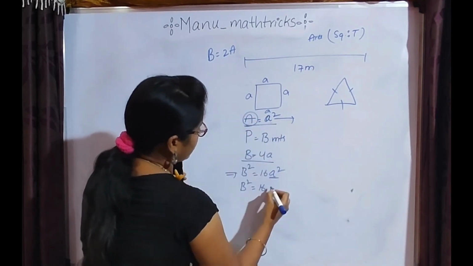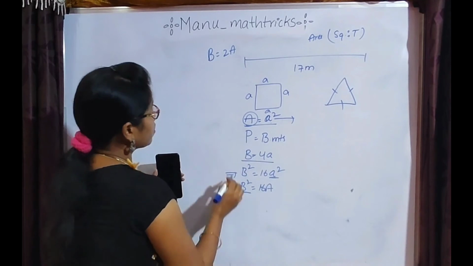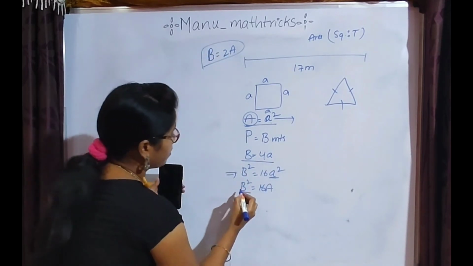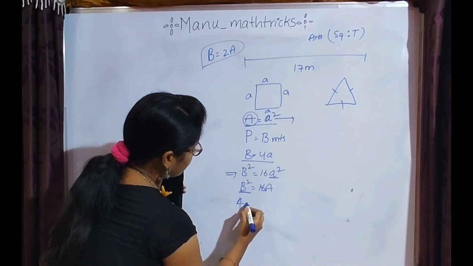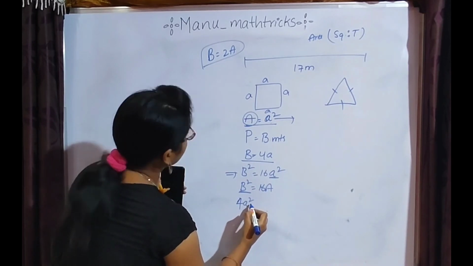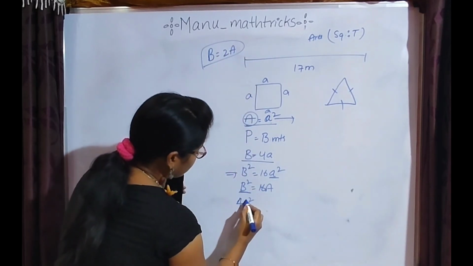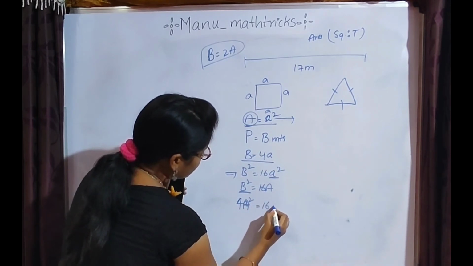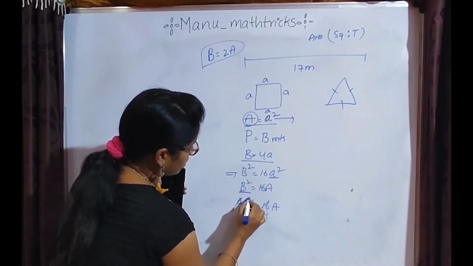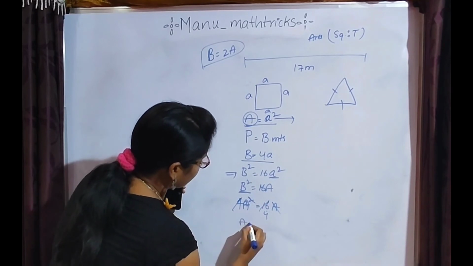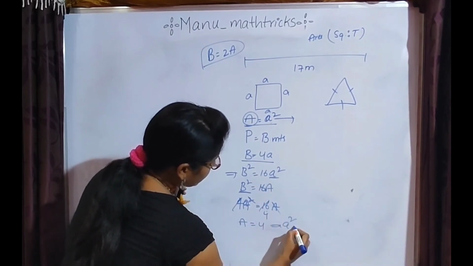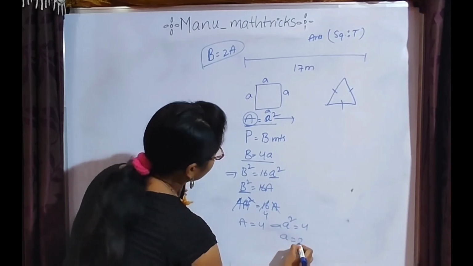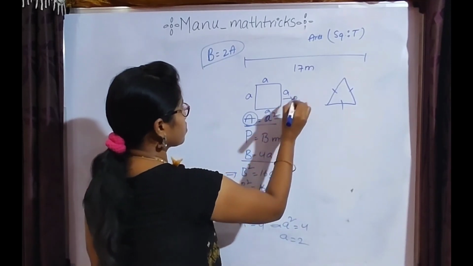A square is A. Now in the question he gave b is equal to 2A. So b square is nothing but 4A square. 4A square is equal to 16A. 4 ones are 4, 4 fours are 16, and A gets cancelled. Therefore, A is equal to 4. It is nothing but a square. Area of the square is equal to 4, a is equal to 2. It means the side of the square is 2.